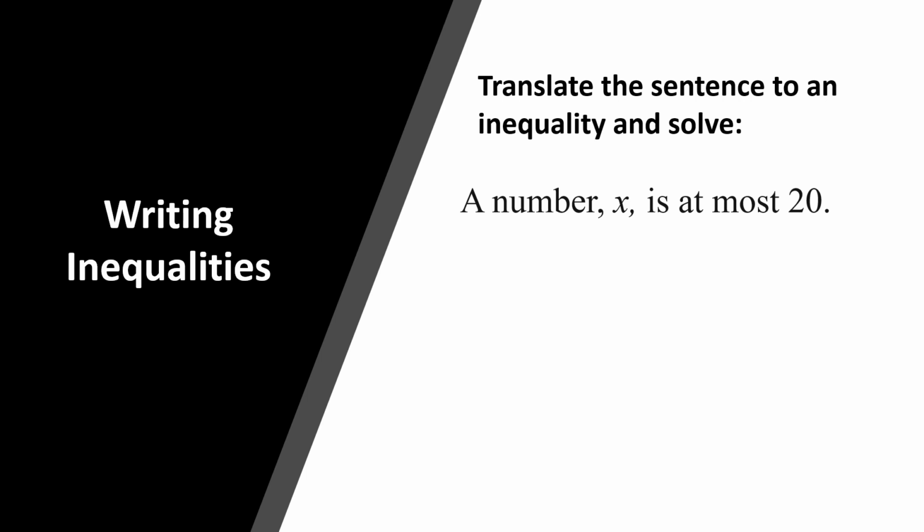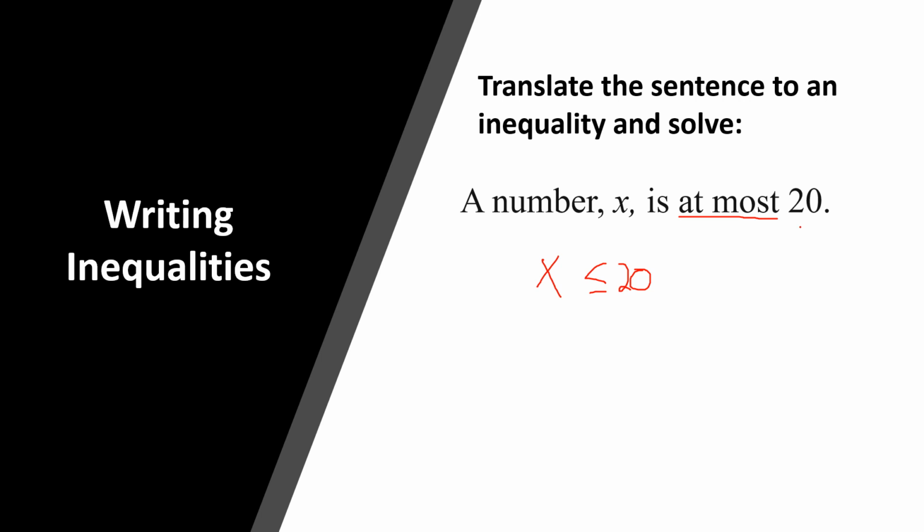A number x is at most 20. So our variable is x, and the keyword is at most 20. What this is telling us is the value of x can be any number all the way up until and equal to 20. So this is all numbers all the way up to and including 20. So this would be less than or equal to. So any number that is less than or equal to 20 will make this statement true.